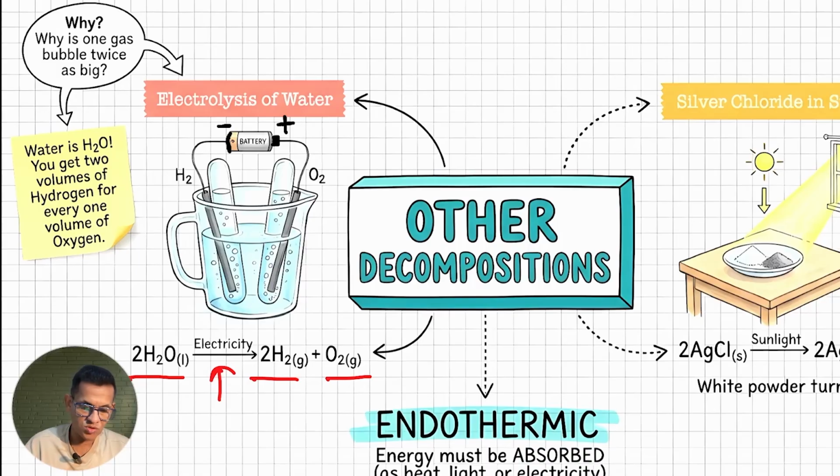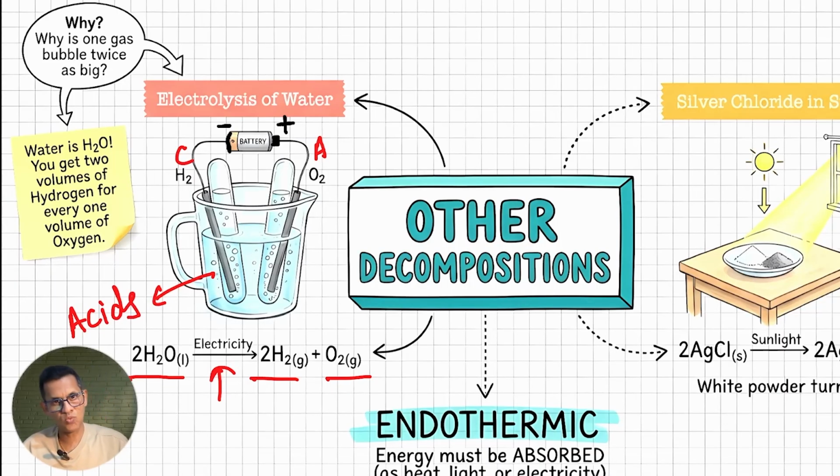One which is connected to the positive terminal of the battery is anode, one which is connected to the negative terminal of the battery is cathode. Also, because we take distilled water in the beaker, distilled water does not contain ions, so it is not a very good conductor of electricity. So we add a few drops of acid to increase the electrical conductivity of distilled water. Like sulfuric acid, we can add a few drops to increase the electrical conductivity.